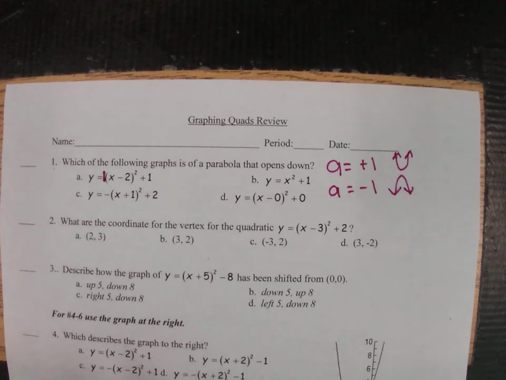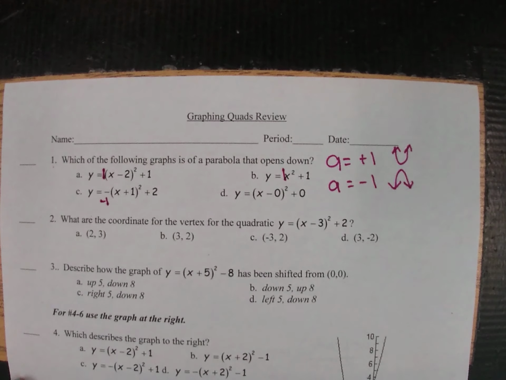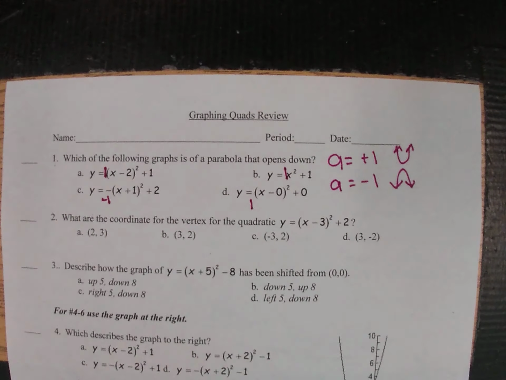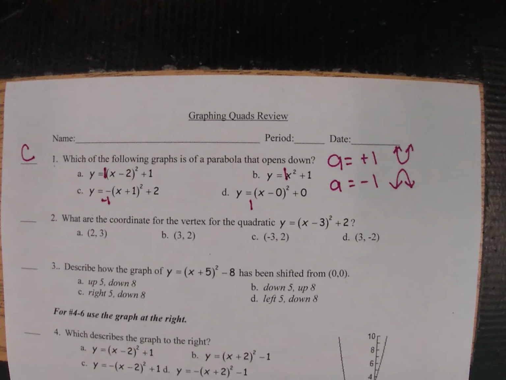So on A, it's 1. On B, it's 1. On C, it's -1. And on D, it's 1. So the one that has a negative A value is C. So our correct answer would be C.